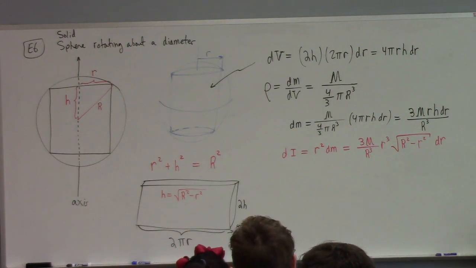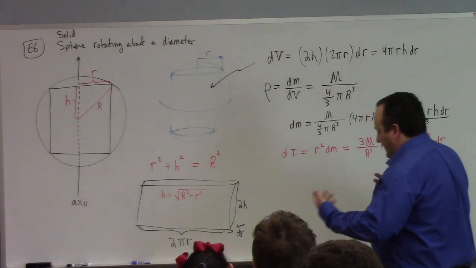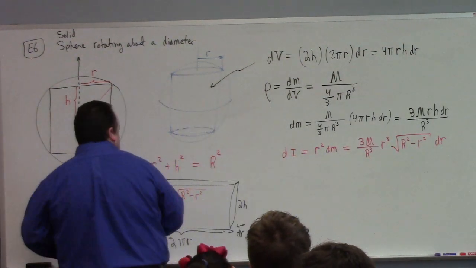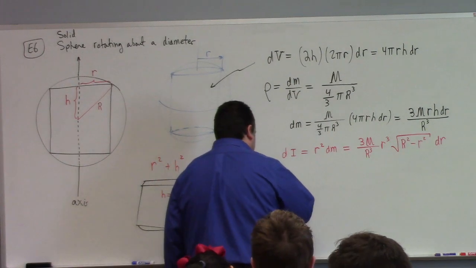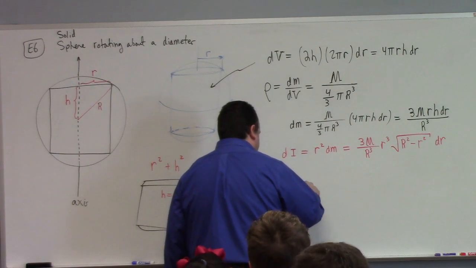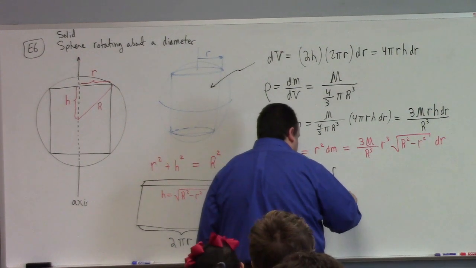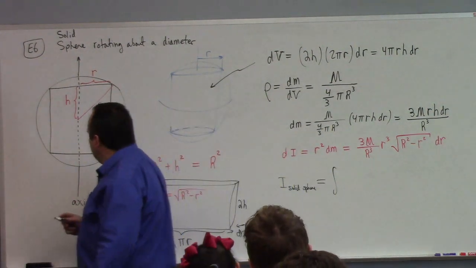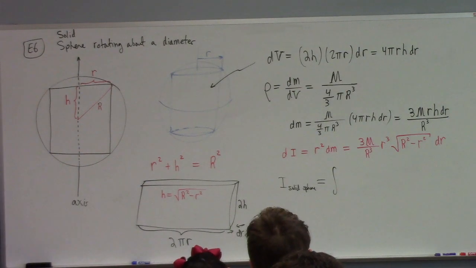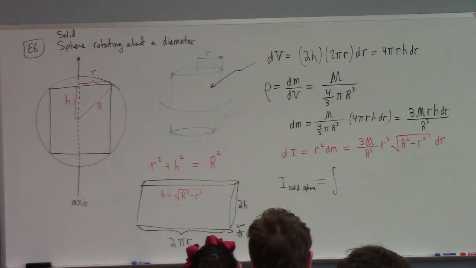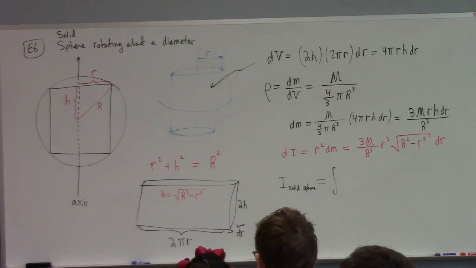All right. So all that's left now to do is to add it up, right? So I, for a solid sphere about a diameter, is the integral. And what should I integrate from? What does r range from? 0 to big R. What do you guys think? Is that right? Or should we go minus r to r?